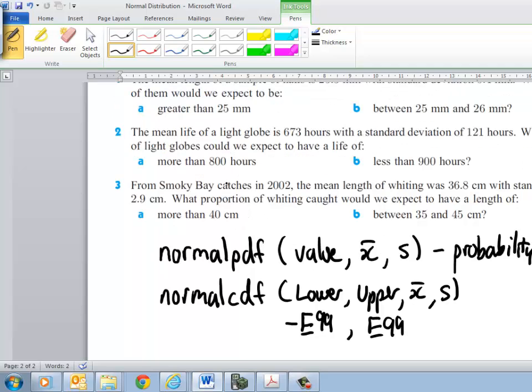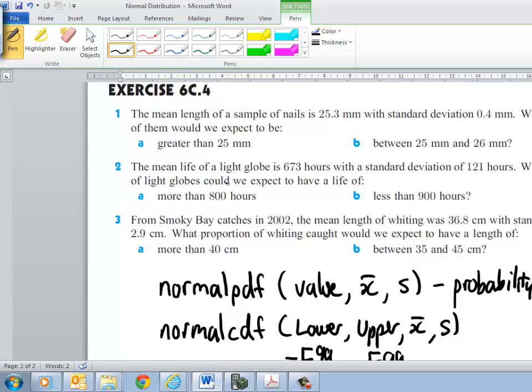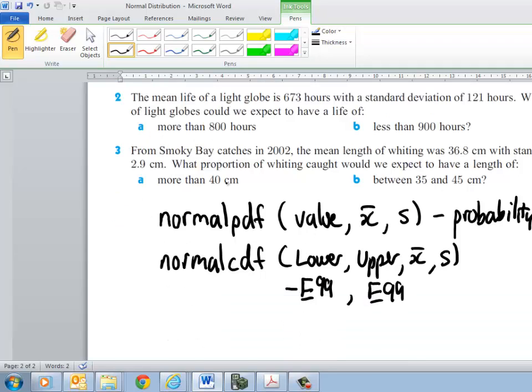So let's look at an example. We'll do the first one. All right, so the mean length of nails is 25.3 millimeters, standard deviation of 0.4 mils. What percentage of them would you expect to be greater than 25? Alright, so if we know, and it's probably sometimes a good way of writing these things down, x bar is in fact 25.3, our standard deviation is in fact 0.4.